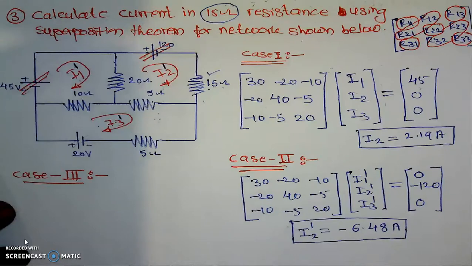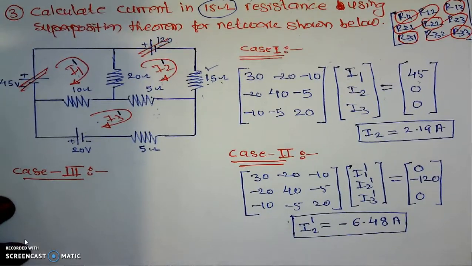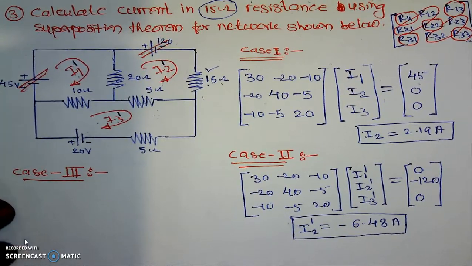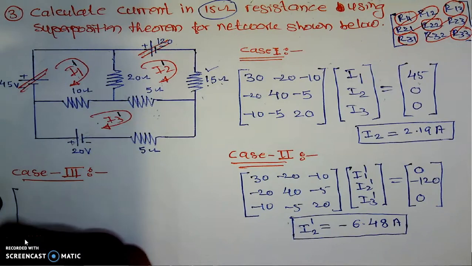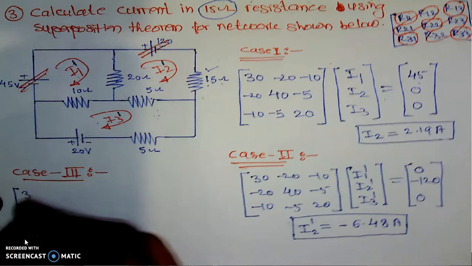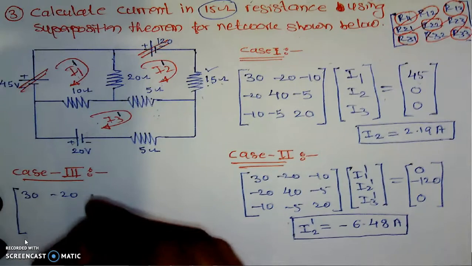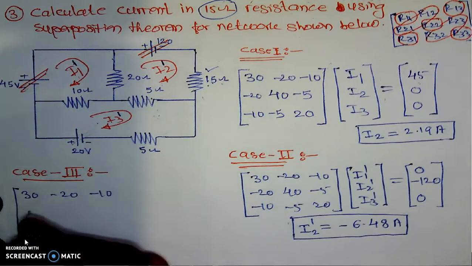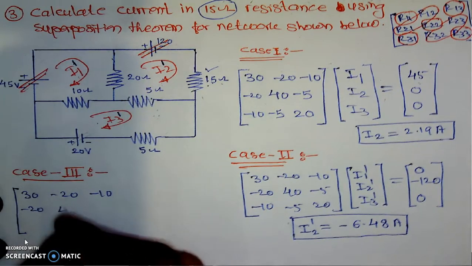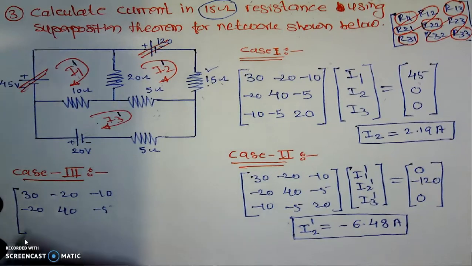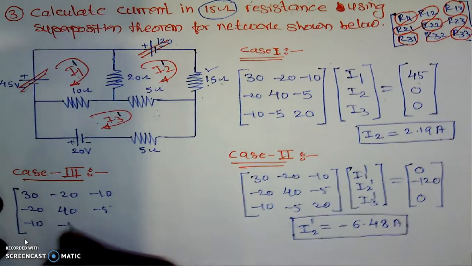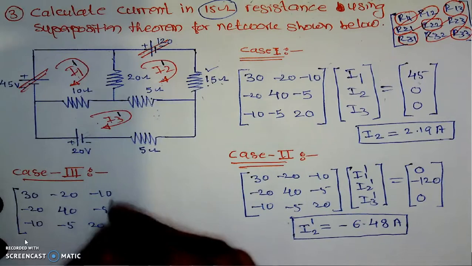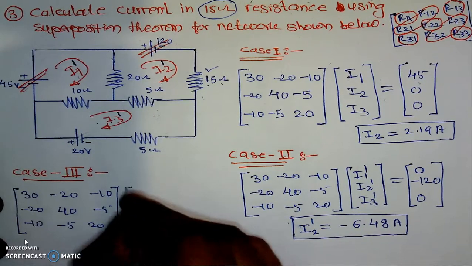Now in this case, how will the matrix be? The matrix will be the same. This is 30, this is minus 20, this is minus 10. Then here it is minus 20, this is 40. Here it is minus 5, it is minus 10, this is minus 5, 20. This is not going to change because we are not changing anything.